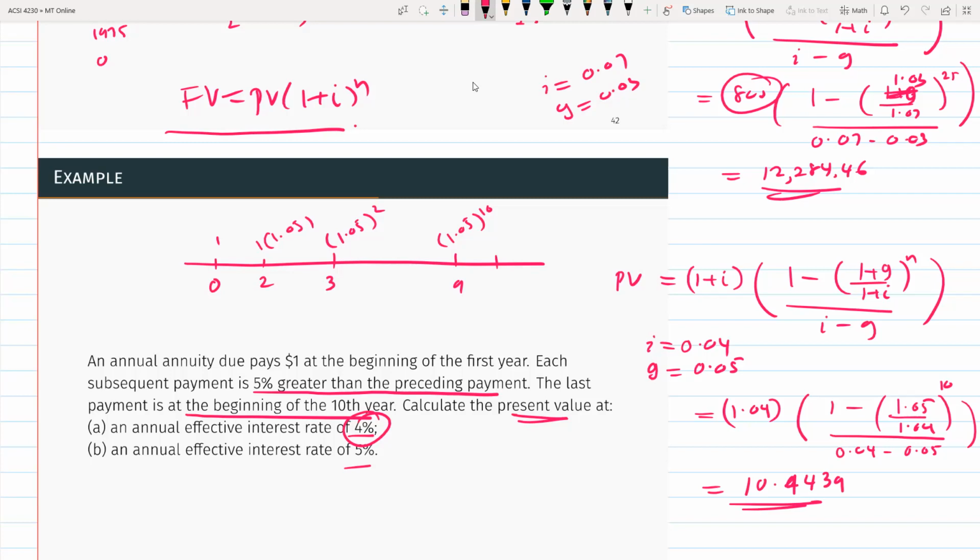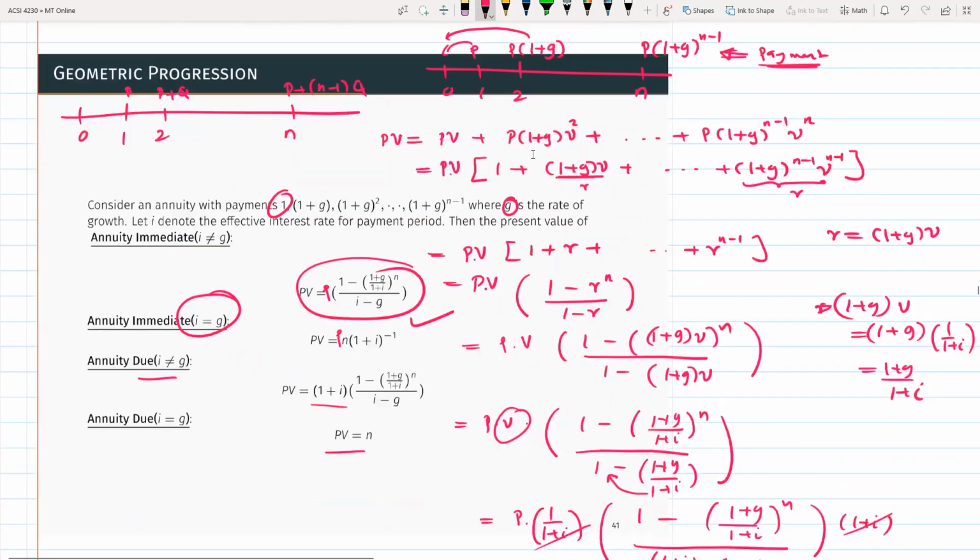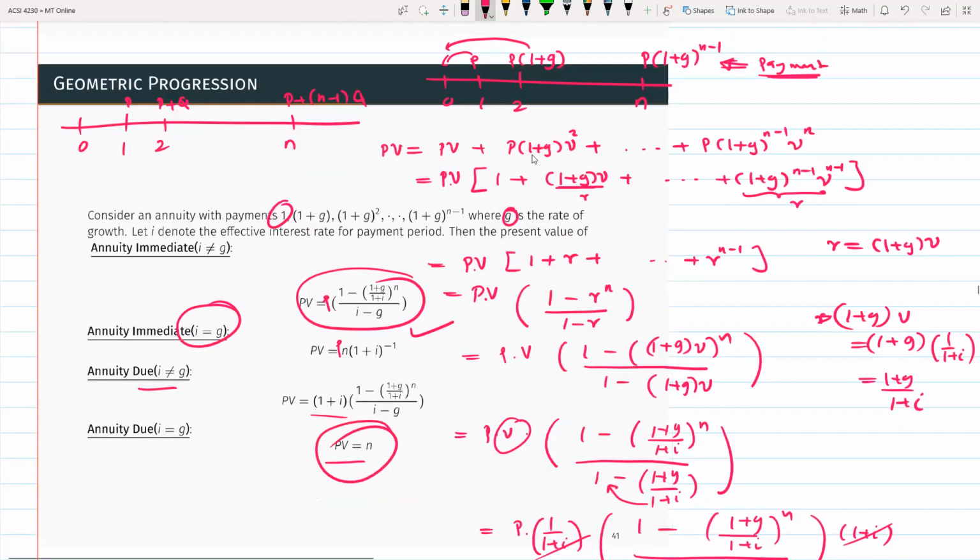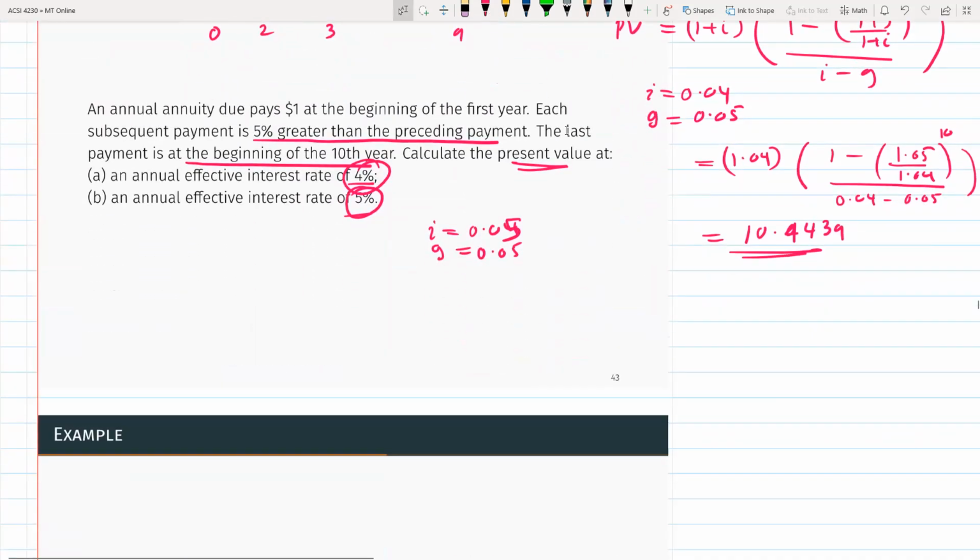Okay, so the next one is the discount rate is 5%. So i equals 5%, g equals 5%. So i and g are the same. Then you have to use the second formula. Present value is going to be just n. In this case, it's only 1 unit, so it's going to be 10. Yes, 10. So it's going to be 10 for the second one.